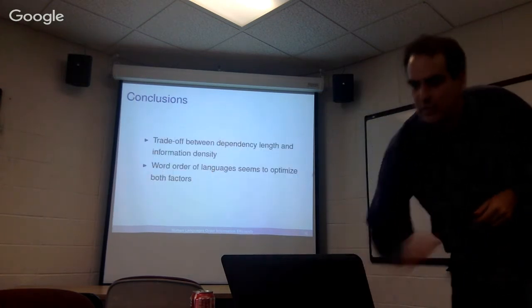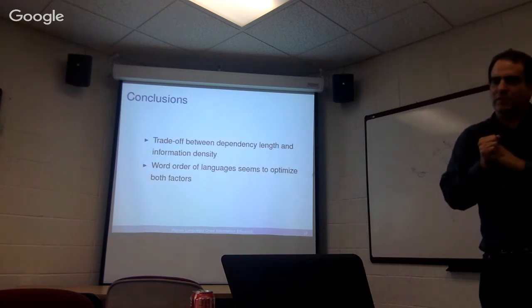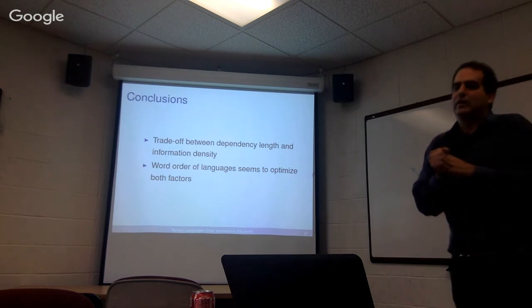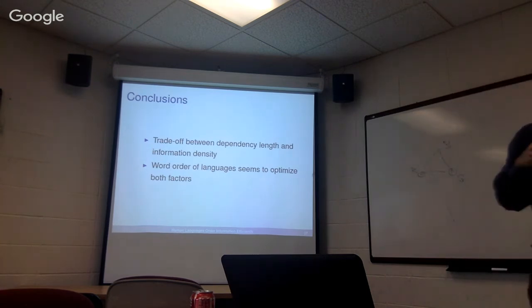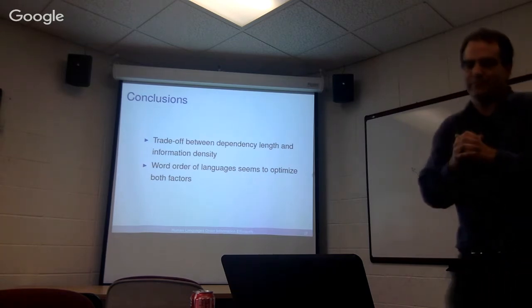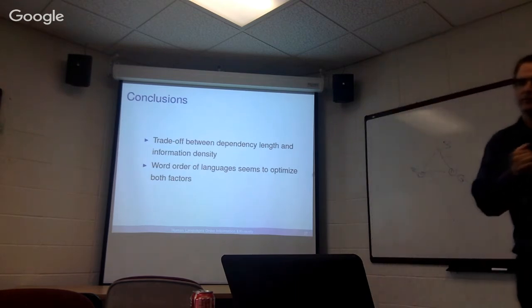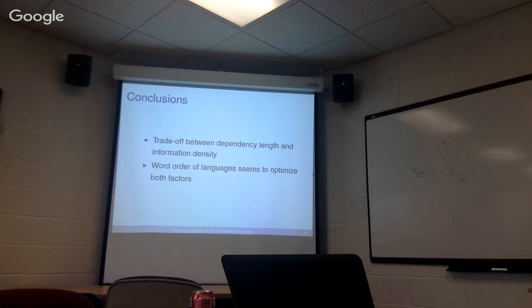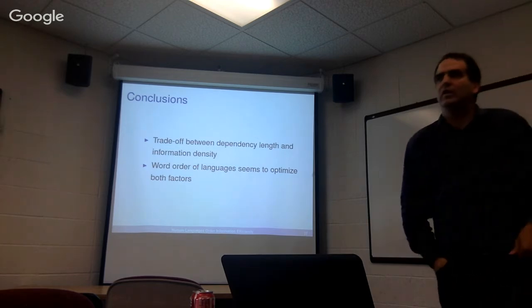Okay, so that's it. There seems to be some trade-off between dependency length and information density. And the real languages, pretty consistently across languages, seem to optimize both factors and make this trade-off between the two. Questions?